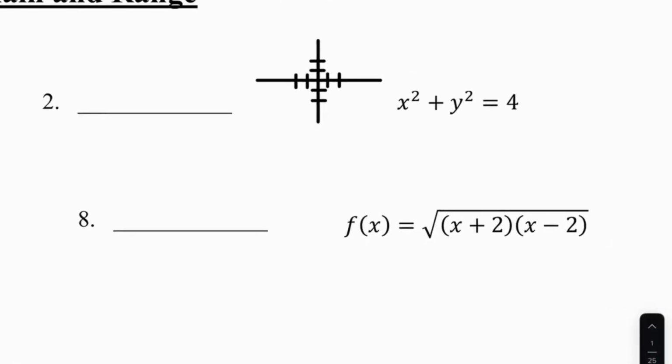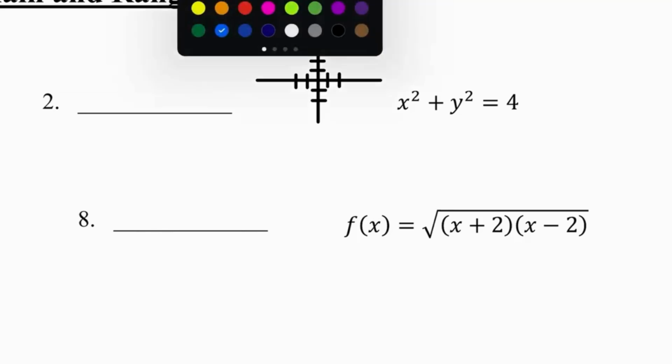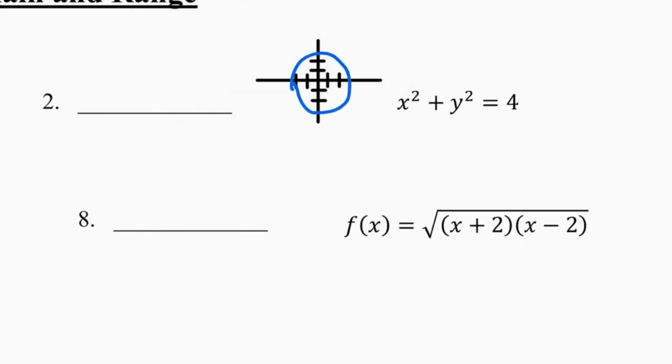Number 2 is we're looking at an equation, x squared plus y squared. Sometimes graphs are helpful. So like this graph, you should recognize this being a circle of radius 2. So I'm going to draw a circle, make sure that the radius is 2, and it looks like that.